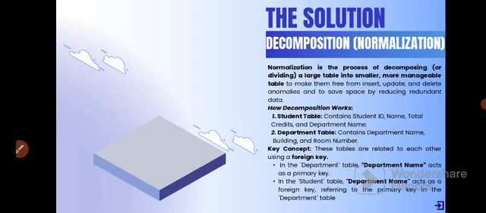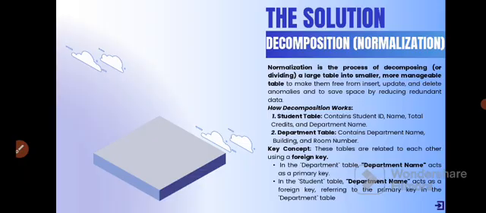Normalization is nothing but a process of decomposing a large table into smaller and manageable tables, to make them free from the insert, update and delete anomalies, and to save space by reducing redundant data. Already I have told you, when we are repeating the same kind of information in the same table, it consumes more memory. So to overcome these anomalies, we are going to do the decomposition.